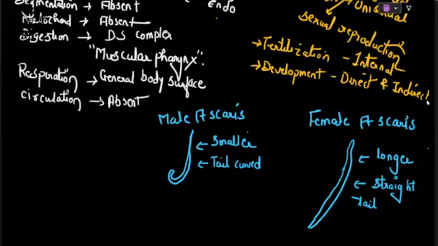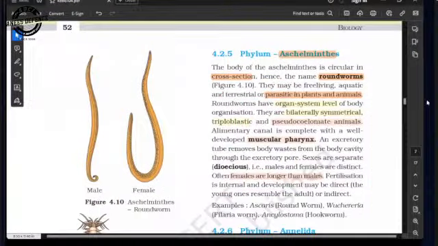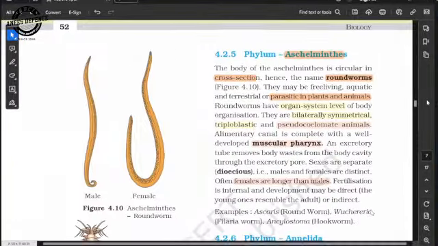Examples of Aschelminthes are... Are you familiar with the one which causes filariasis? Elephantiasis. What is elephantiasis? The legs become very thick, or limbs will be swollen, right? Yes. So you have to remember the examples mentioned in your textbook. There are three or four examples: Ascaris, which is known as roundworm; Wuchereria, which is also known as filarial worm, and the disease is known as filariasis; and the hookworm.